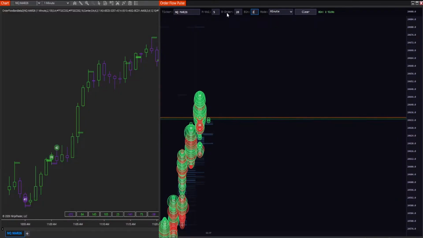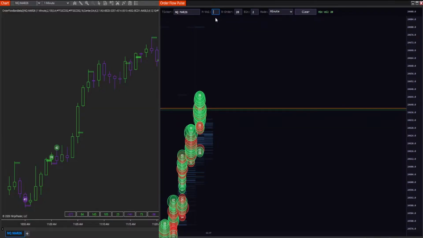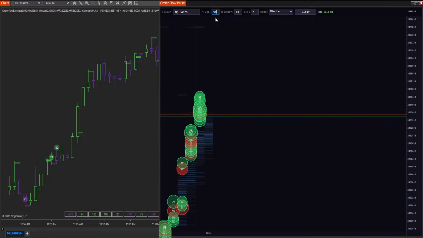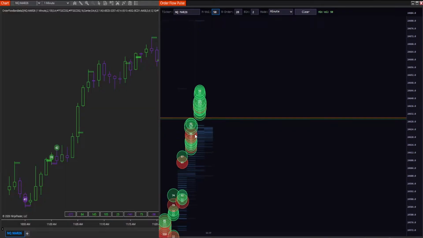I mean, you can come over here and do resting orders to a minimum volume. You can do a minimum volume of like 20. That's only going to show you bubbles of minimum volume 20, then go to 50. That'll show you some pretty good stuff, because you know this column's only 1 minute. You can trade off of this.